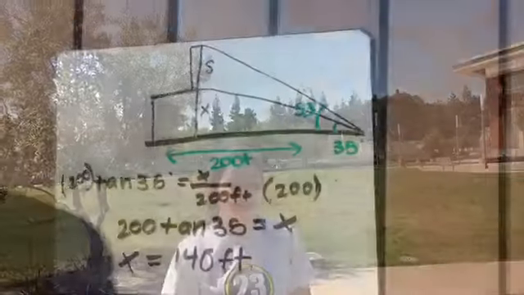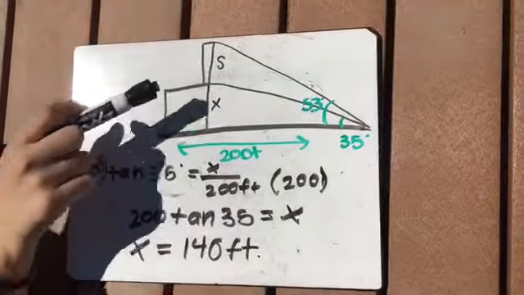At a point 200 feet from the base of a building, the angle of elevation to the bottom of the smokestack is 35 degrees, and the angle of elevation to the top is 53 degrees. Find the height s of the smokestack. First, you have to find the height of the building, which is x.